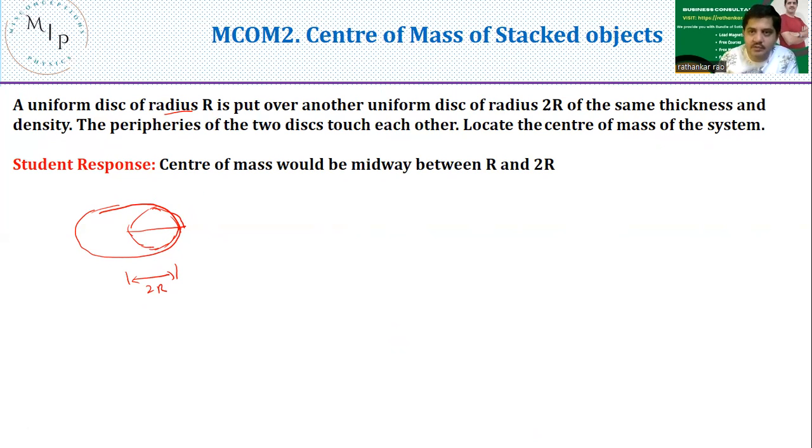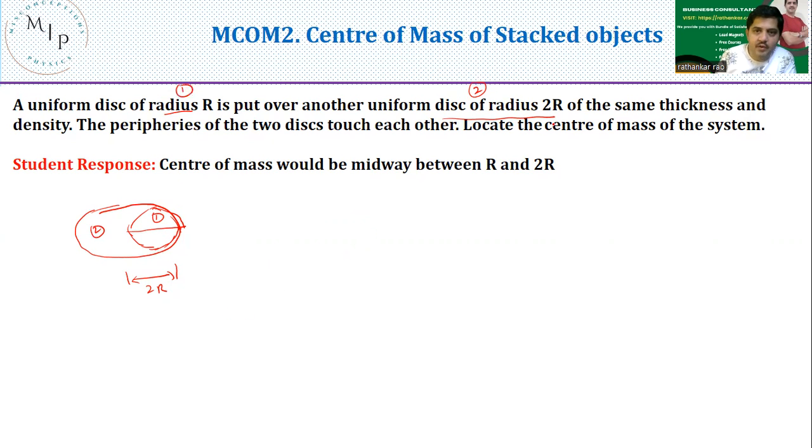Okay, back. So this has radius r and this has radius 2r, of the second disk. This is the second disk and this is the first disk.